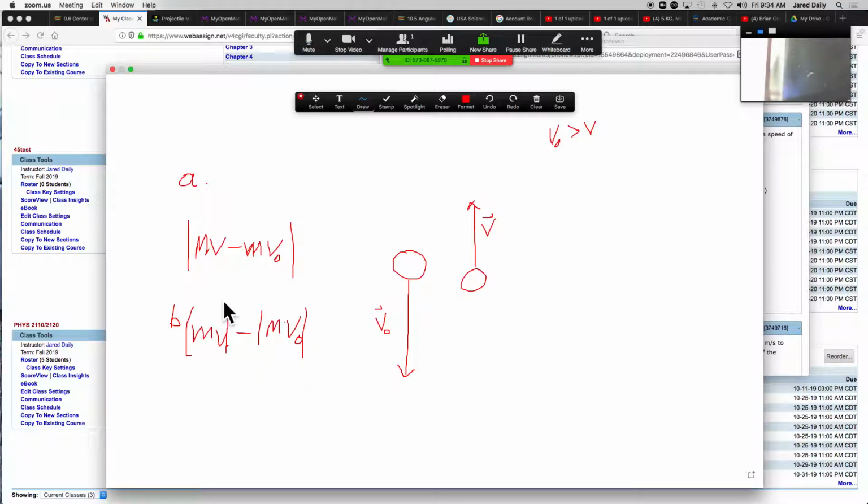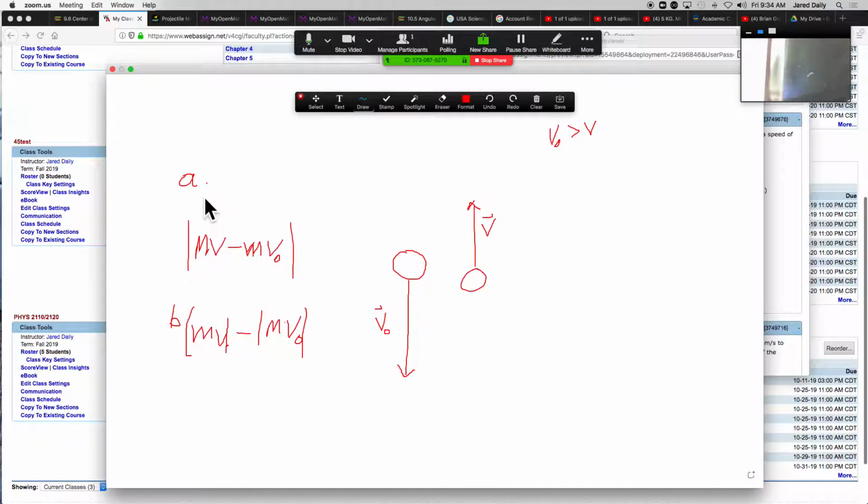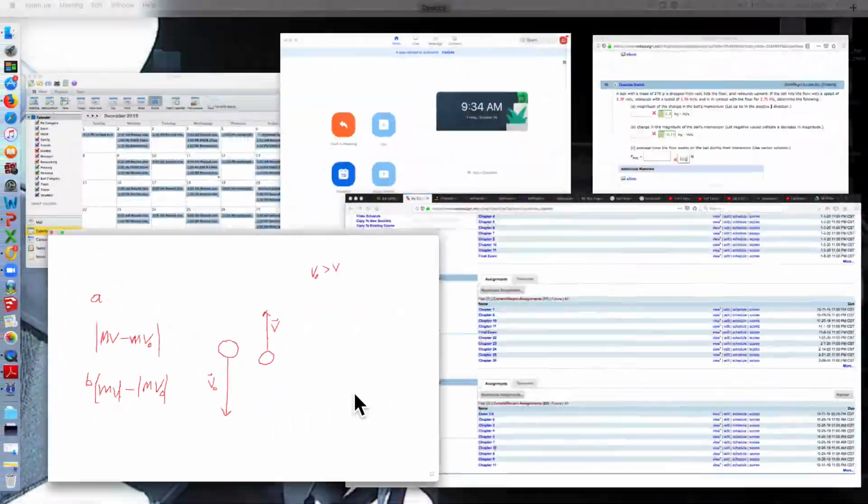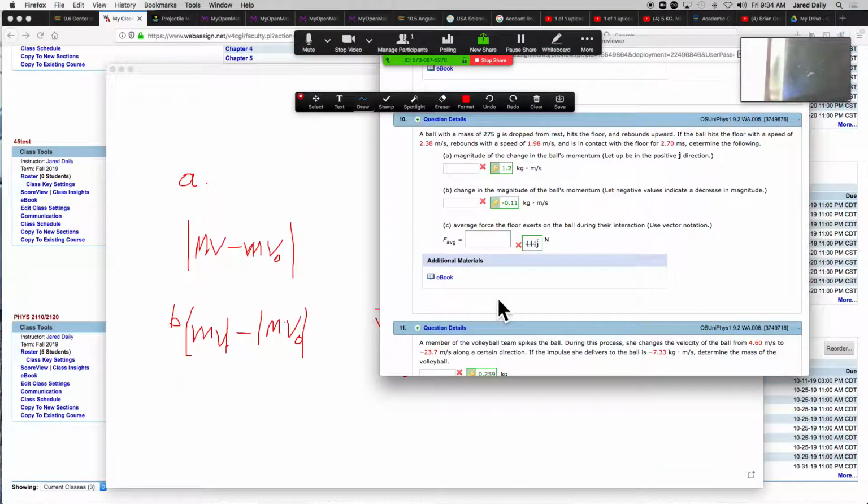So anyway, that's the difference between those two, and that's all you're doing. This is the math of the first problem part. It's the math of the second part. And done. And it says the average force the floor exerts on the ball during their interaction.